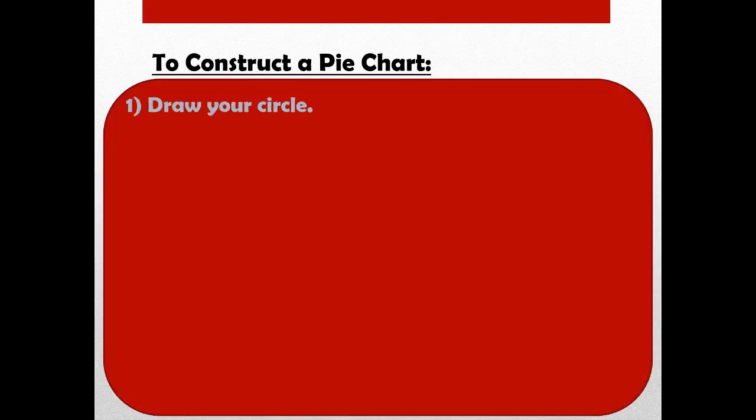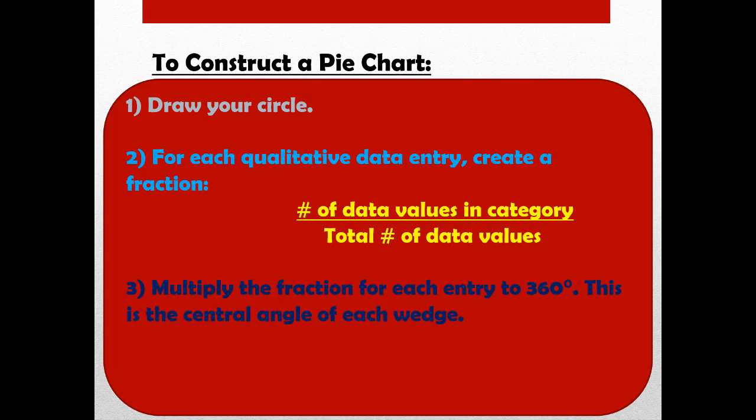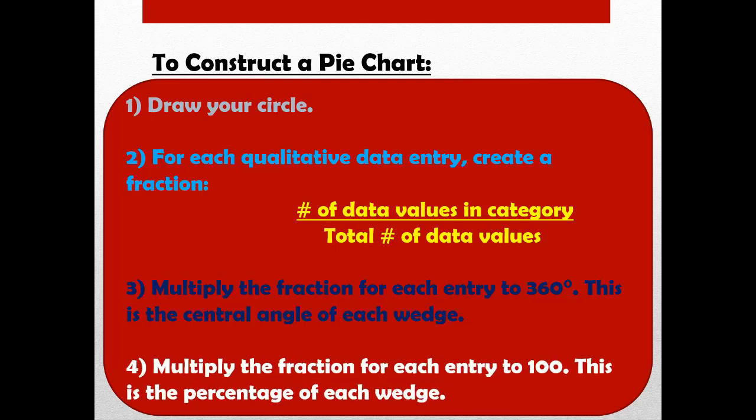First, you've got to draw your circle. So for each qualitative data entry, you're going to create a fraction. The numerator is the number of data values in a particular category, and the denominator is the total number of data values in your study. You're going to multiply the fraction for each entry by 360 degrees, and that's going to give you the central angle of each wedge for your pie chart. You're also going to multiply the fraction for each entry by 100, and that is the percentage that each wedge represents in your pie chart.